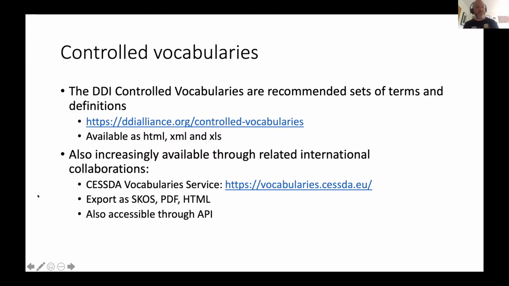So our terms and definitions are things like, as I say, methodologies and the like, and increasingly they're being hosted through international collaborations. We make them available as XML, HTML, XLS, but also through vocabulary services, and particularly the CESSDA vocabulary service. CESSDA is the Consortium of European Social Science Data Archives. It's free infrastructure in Europe, and there are a couple of representatives of that organisation on the call as well. Ron Decker, who unfortunately can't be here, is the lead on the CESSDA program. But it's a vocabulary service and makes them available through SKOS and other services, and through API access as well.